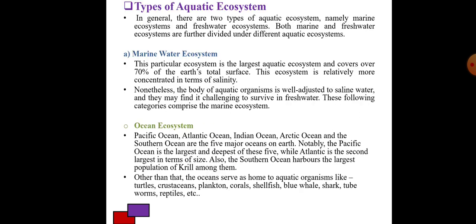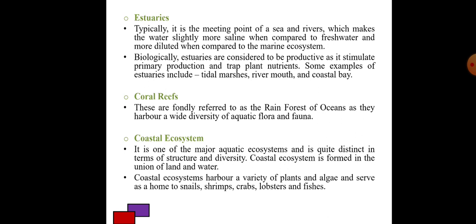Okay. Then next subtype of marine water ecosystem is the estuaries. So typically it is the meeting point of a sea and rivers, which makes the water slightly more saline when compared to fresh water and more diluted when compared to the marine ecosystem. Biologically, estuaries are considered to be productive as they stimulate primary production and trap plant nutrients. Some examples of estuaries include tidal marshes, then river mouths and coastal bays. Then next subtype is coral reef. These are fondly referred to as the rainforests of oceans as they harbor a wide diversity of aquatic flora and fauna.